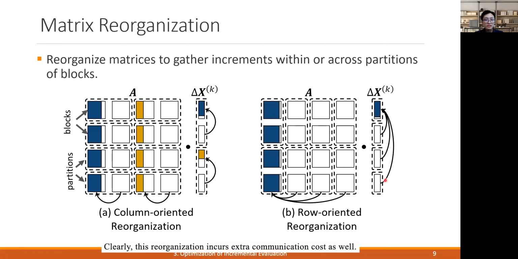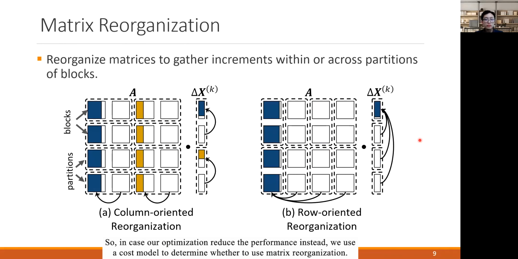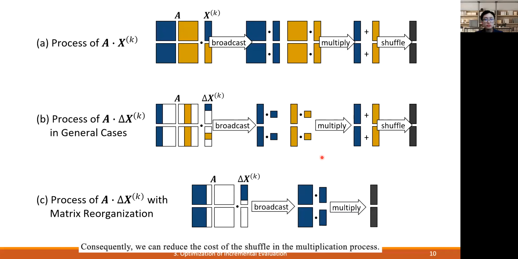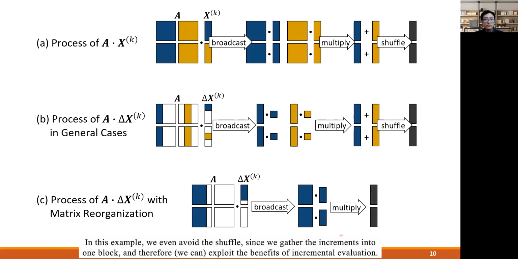Clearly, this reorganization incurs extra communication costs as well. So in case our optimization reduces the performance instead, we use a cost model to determine whether to use matrix reorganization. Note that the matrix reorganization does not affect the computation results according to the property of matrix permutation. Consequently, we can reduce the cost of the shuffle in the multiplication process. In this example, we can even avoid the shuffle, since we gather the increments into one block, and therefore exploit the benefits of incremental evaluation.